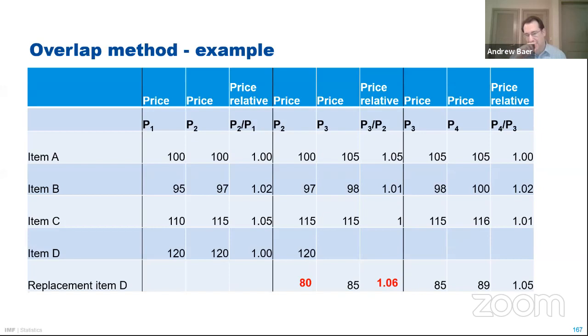In a lot of instances, companies use product updates as an opportunity to change the prices of their products as well. So here, by overlapping the replacement product, we're able to use a price relative of 1.06 in the first month the item is added to the index, rather than a price relative of 1.